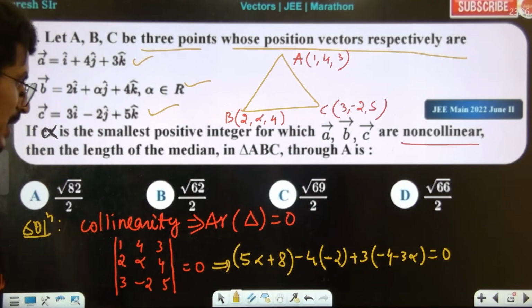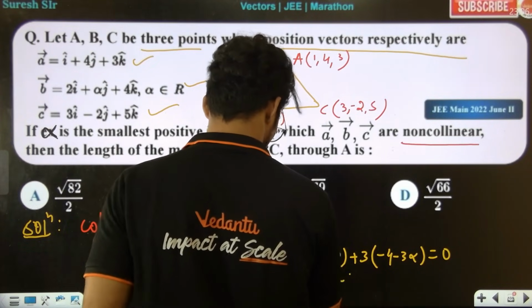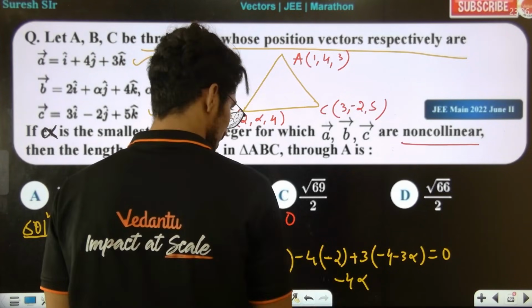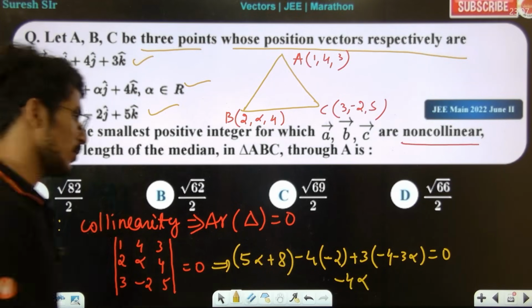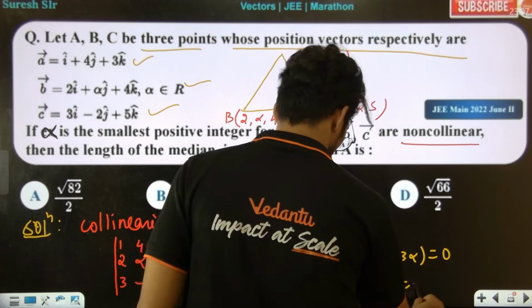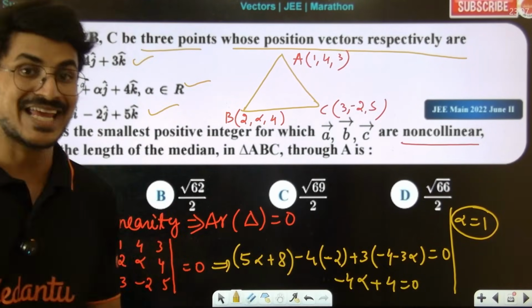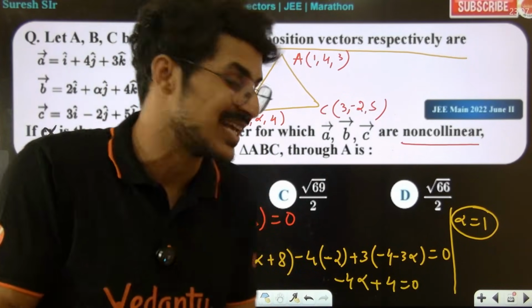Yes or no? 5 alpha minus 9 alpha, which is minus 4 alpha. Yes or no? 8 plus 8, 16. 16 minus 12 is what? 4. So minus 4 alpha plus 4 is equal to 0, sir. Alpha value is going to be 1, sir. Check. When I am considering ABC as collinear, our area is 0.